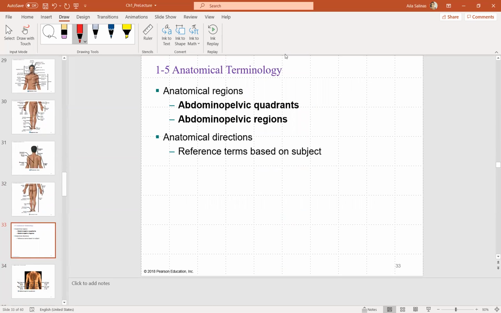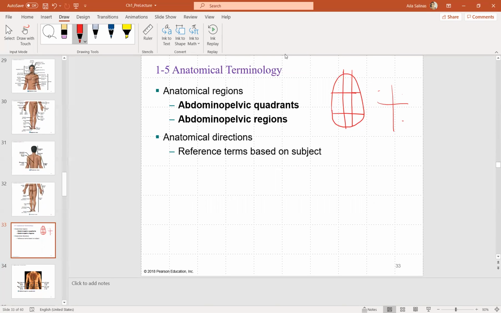So all these anatomical regions have subdivisions. And we are going to focus on the abdominal pelvic quadrants. So between the abdomen and pelvis we have some quadrants. And we are going to focus on the names of those regions. And we have the abdominal pelvic regions. So quadrants and regions. And with this, we can give anatomical directions.